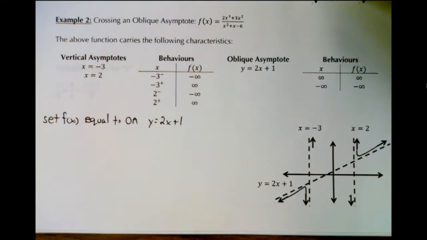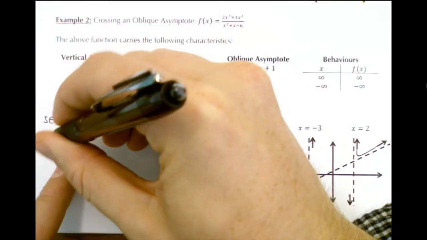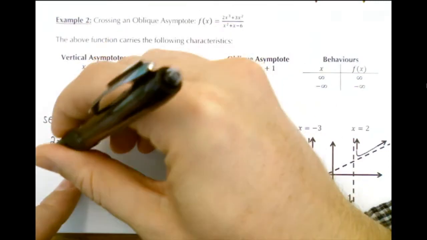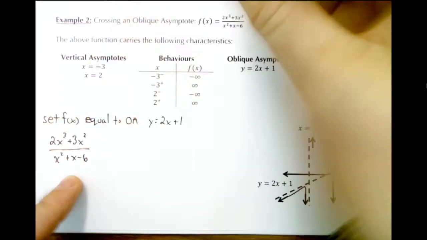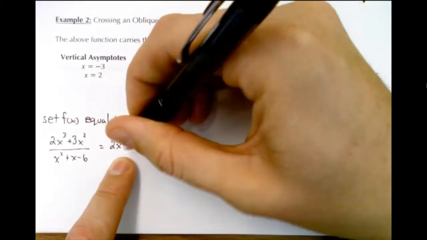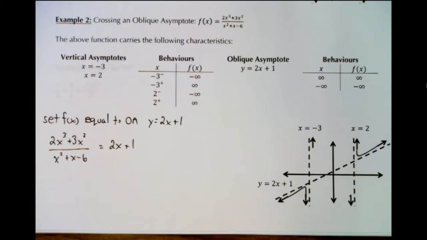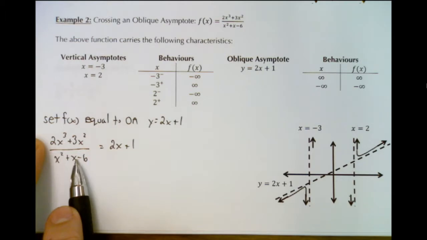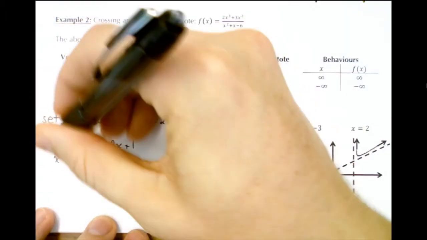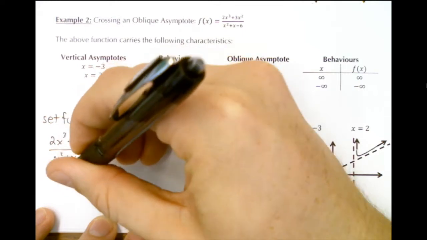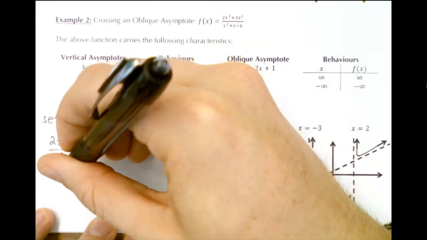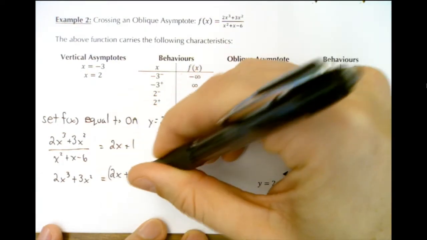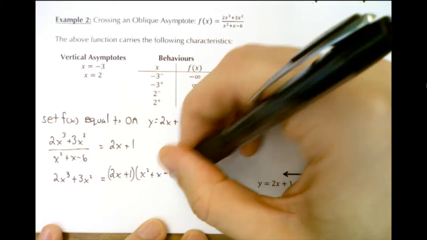So what's that look like? Well, our function is 2x cubed plus 3x squared over x squared plus x minus 6, and we want to set that equal to 2x plus 1. So how do we solve this? Well, we multiply both sides by the denominator of our fraction, which will eliminate on the left side. So I have 2x cubed plus 3x squared. And on the right side, we'd have 2x plus 1 times x squared plus x minus 6.